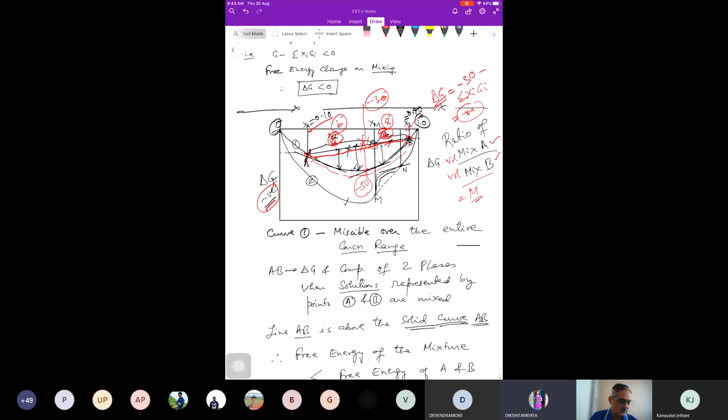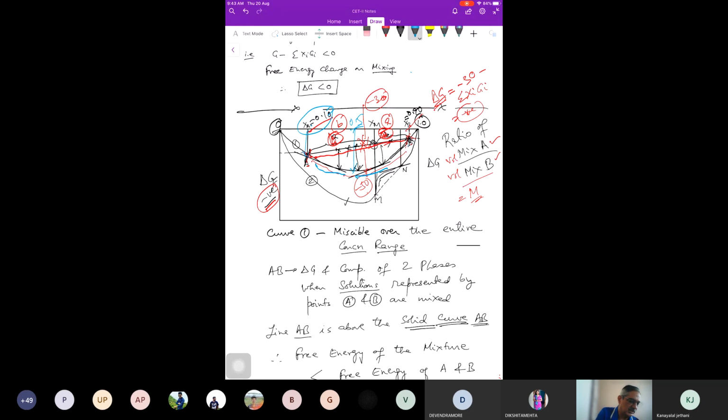Sir, the curve is for pure component. Not for pure component, it is for different compositions. This lower curve is for different compositions, right? At x equal to 0.1 this is the value, at x equal to 0.9 this is the value, at x equal to 0.5 this is the value, right? So it is for different compositions.